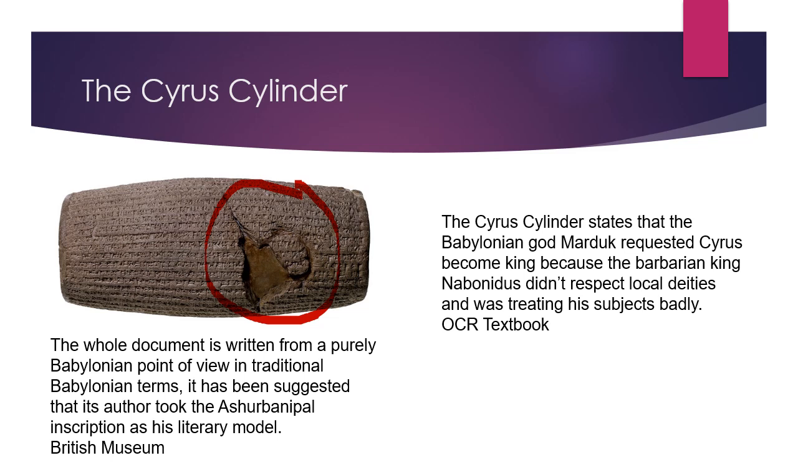So it's just as in the book of Ezra, he's presented as the servant of the God of Israel. So the textbook condenses all of this by just saying that the Cyrus cylinder states that the Babylonian god Marduk requested Cyrus become the king because the barbarian king Nabonidus didn't respect local deities and was treating his subjects badly.